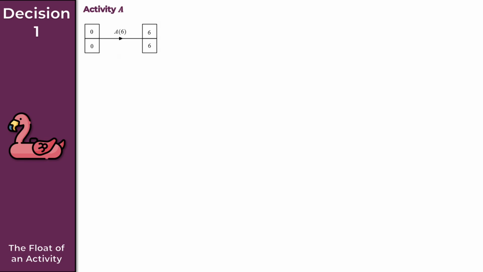Now, for the first example, this is for activity A. And what you should hopefully recognize here is A is a critical activity. So what that means is the total flow for activity A is simply 0. Don't forget, any critical activity has total flow of 0. Okay, so hopefully nice and straightforward.